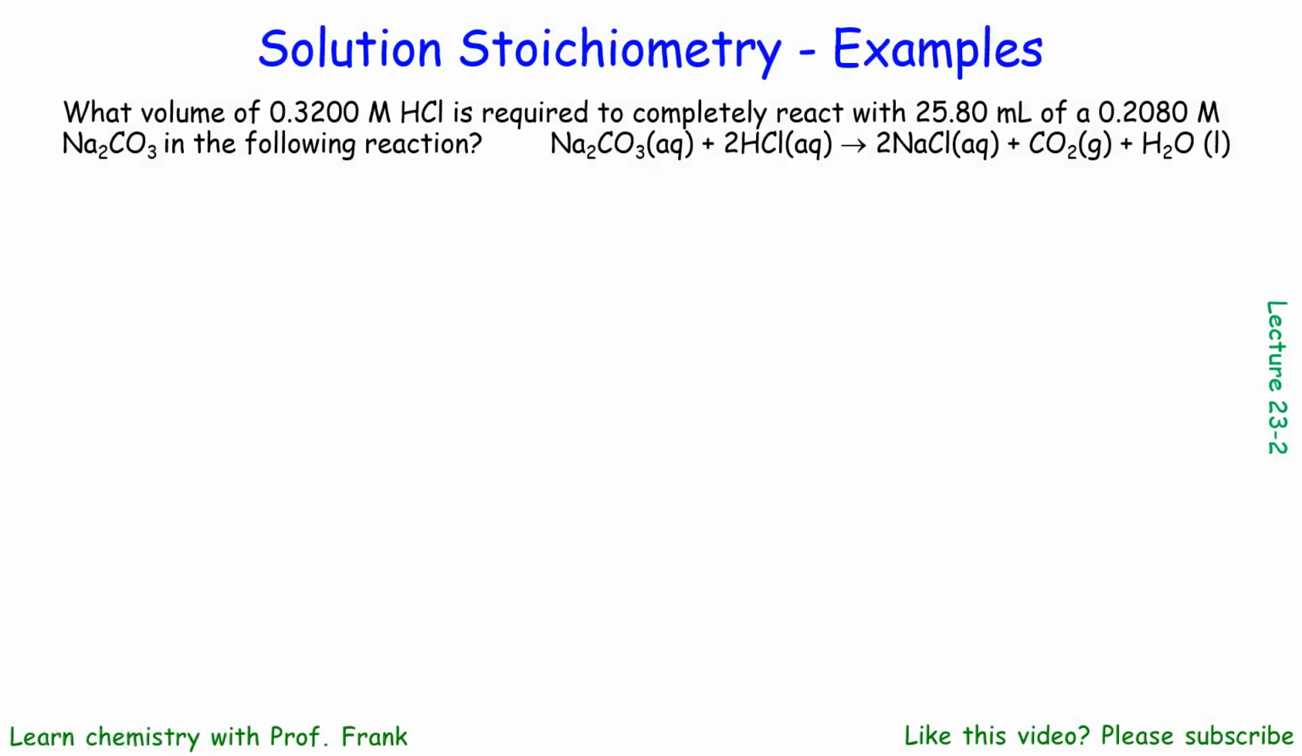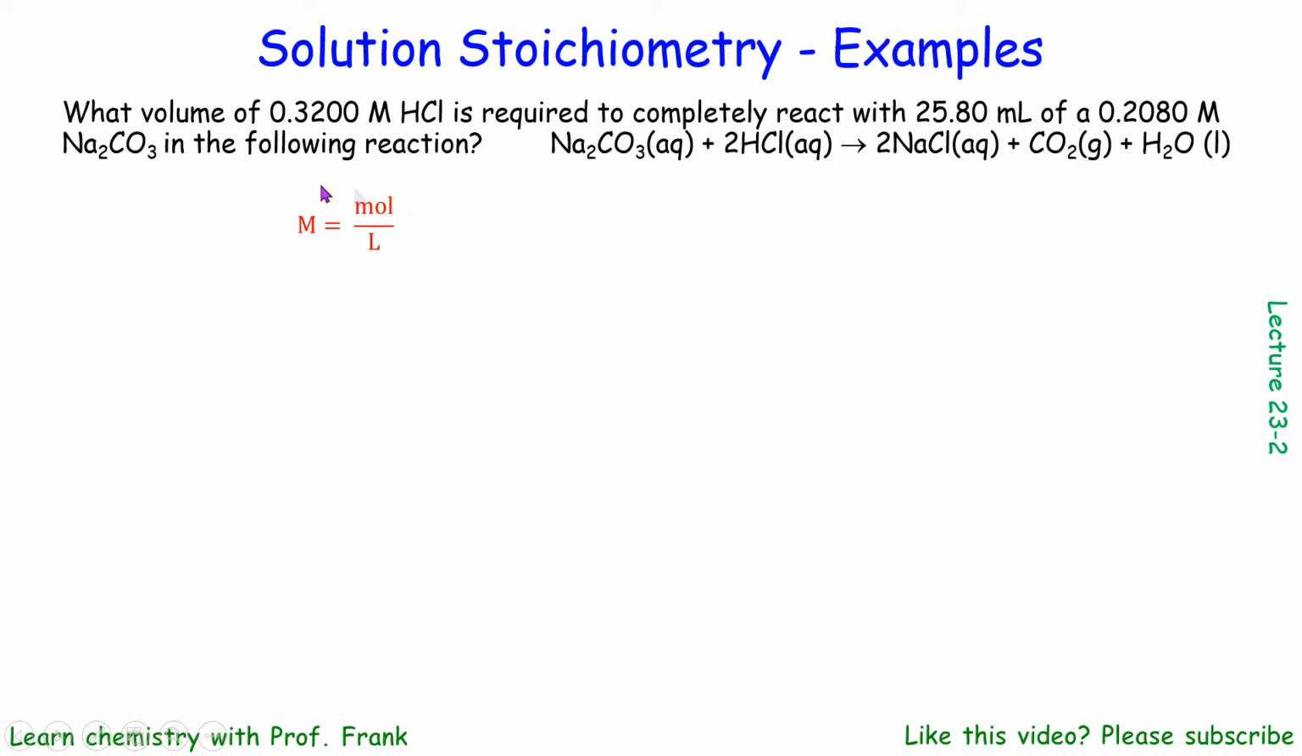Let's work on one example. What volume of 0.32 molar hydrochloric acid is required to completely react with 25.8 milliliter of a 0.2080 molar sodium carbonate in the following reaction? Here is the balanced chemical reaction. So let's work on it.